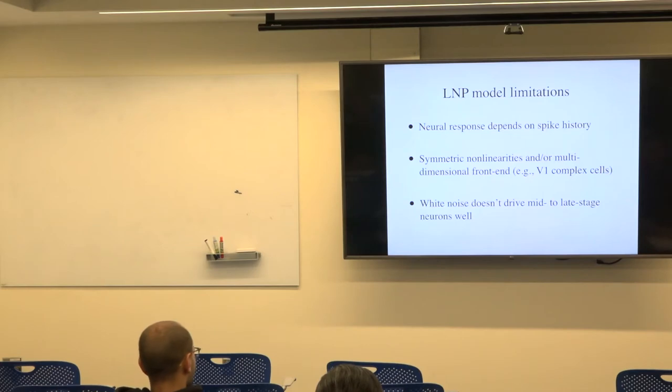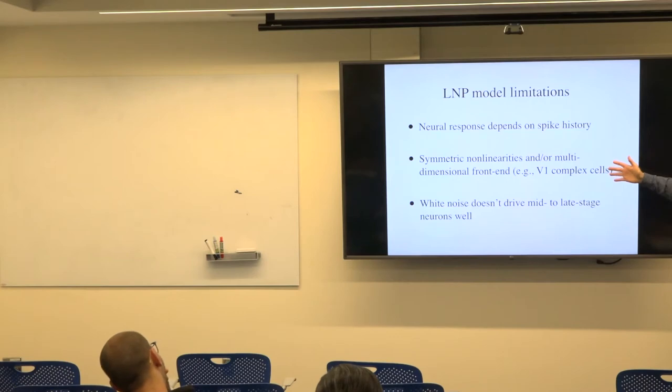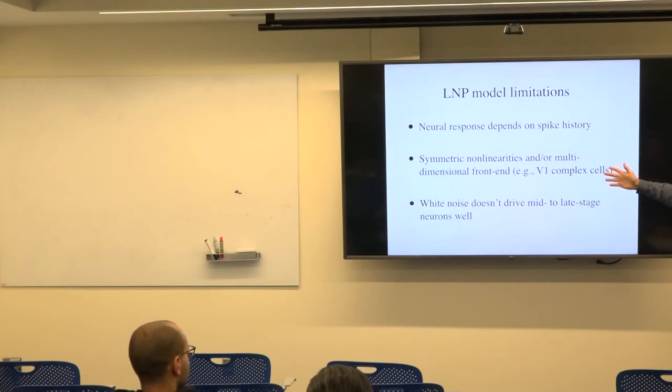Other ways in which you'll be limited that I'll not talk about as much: if you have a symmetric nonlinearity, like a complex cell, then you need a model that can handle that and a way of measuring it. You also have a problem if the stimulus distribution doesn't drive your neurons very well. In particular, V1 complex cells don't get driven very well by white noise. Go later down the line, V2, V4, IT, and they really don't get driven well by white noise, okay? But they get driven well by something.